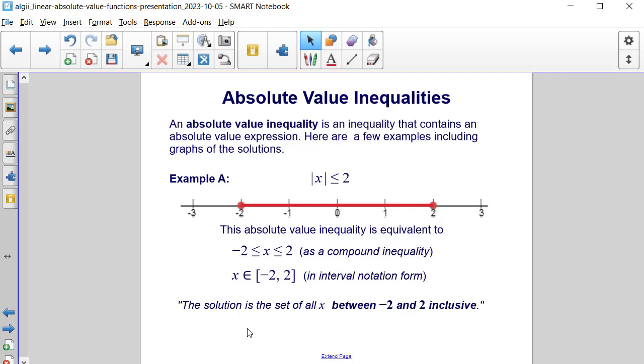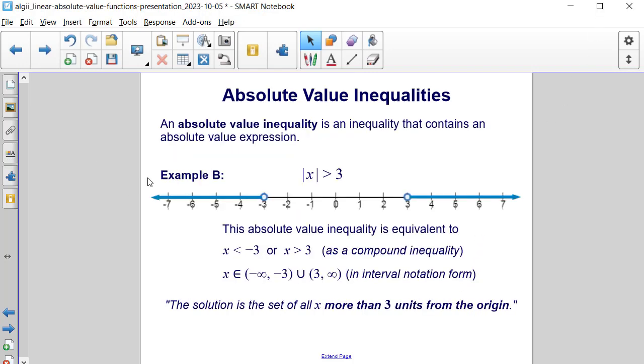And the solution is the set of all x values between negative 2 and positive 2 inclusive, meaning it includes both endpoints. Here's another example. This time we have the absolute value of x is greater than 3. So this absolute value inequality is equivalent to x is less than negative 3 or x is greater than 3. And again, that's as a compound inequality.